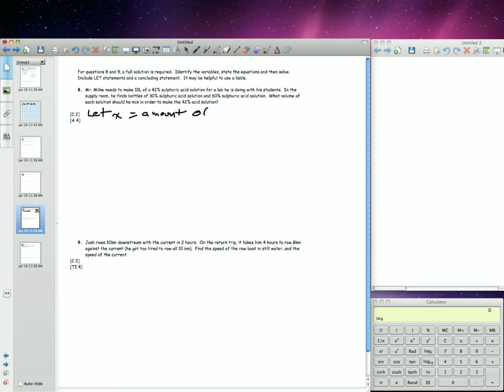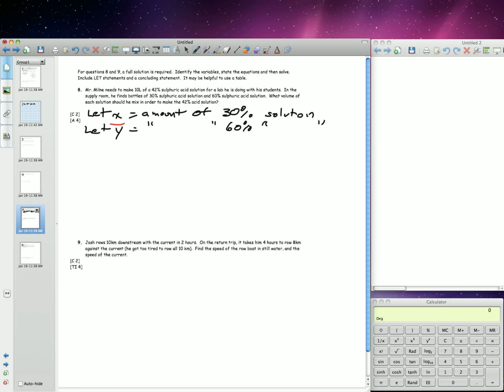How much solution does Mr. Milne need to get? What's the total amount? 10 liters. So that means, essentially, we'll call x the red one, y will be blue. If we were to add up all of the amount of x plus the entire amount of y, how much of the solution would we have? 10 liters. So this is one equation right here. x plus y is equal to 10.